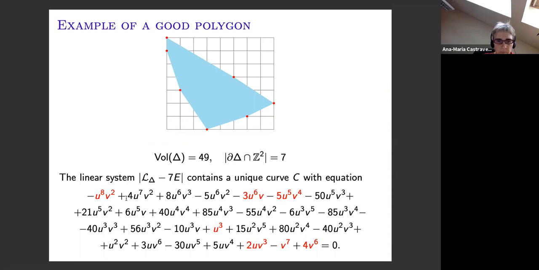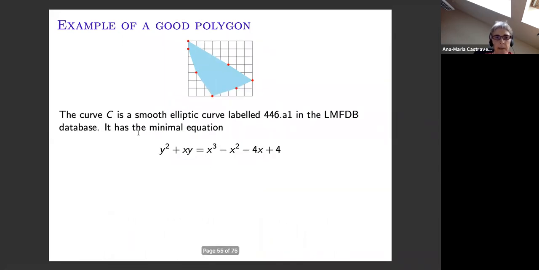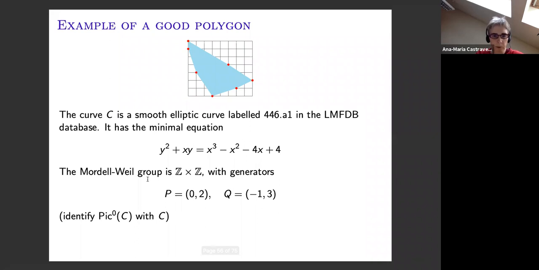And so this is a Buchberger calculation that does this. And on this curve, you can see that the red terms correspond to the vertices of this polygon. So the Newton polygon is our polygon delta. And then you can actually use the database for elliptic curves and find that the minimal Weierstrass equation has this form. So it's actually a smooth elliptic curve. And the linear system L delta minus 7E actually has a single member, this curve. The Mordell-Weil group, so this again comes from the database, is Z times Z with generators given by these 2 points. Here you identify Pic 0 C with C.